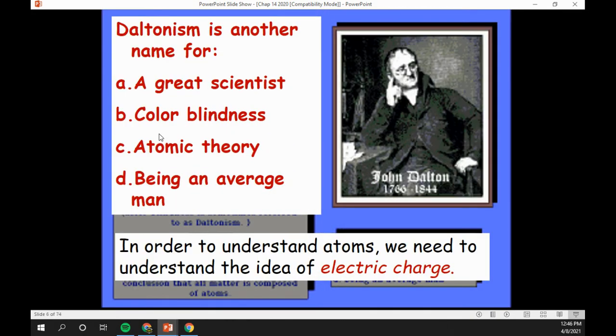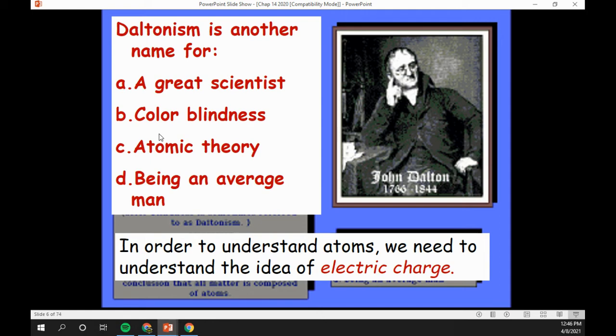Daltonism is another name for A, a great scientist, B, color blindness, C, atomic theory, D, becoming an average man, which is not average, coming back to teach.